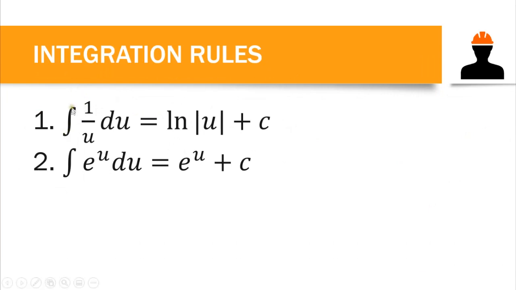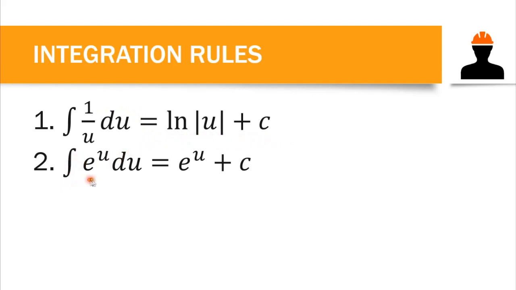If we have the integration of 1/u du, then that is the natural logarithm of u plus c. So if we satisfy this form, when we have our u, again, that is any function, and we have the derivative of u at the numerator, then we use this rule, that is the natural logarithm of the absolute value of u plus c.